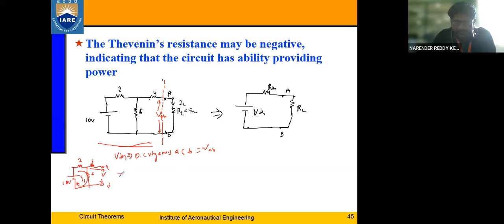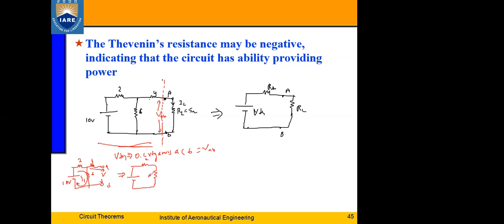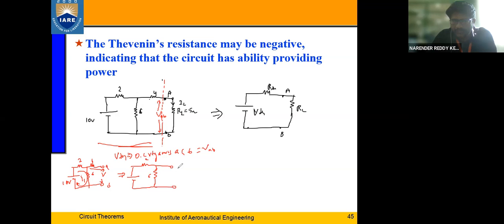Now I think we can redraw the same circuit like this, right? 2 ohms and 6 ohms. This is the voltage source, right? So this is 2, this is 6, and what is the voltage I have across? This is the voltage drop VAB, right? VAB, isn't it? Can I reduce the circuit like this?